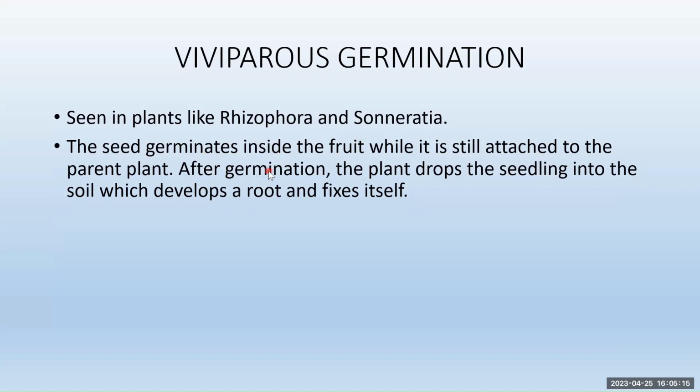Post germination, the plant drops the seedling into the soil. Now, the seedling fixes itself into the soil and develops the roots. It is seen in plants like Rhizophora and Sonneratia, wherein the seed germinates inside the fruit while it is still attached to the parent plant. The seedling is then dropped into the soil, where it fixes itself and develops roots.